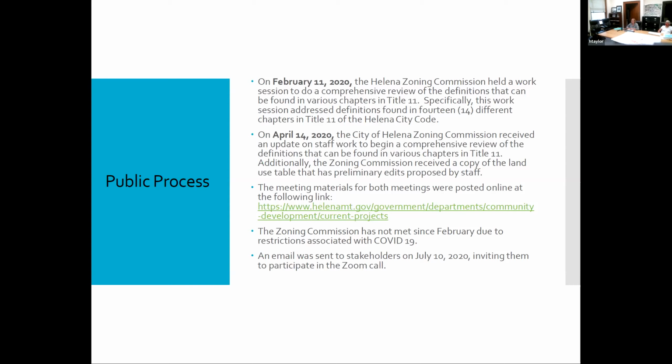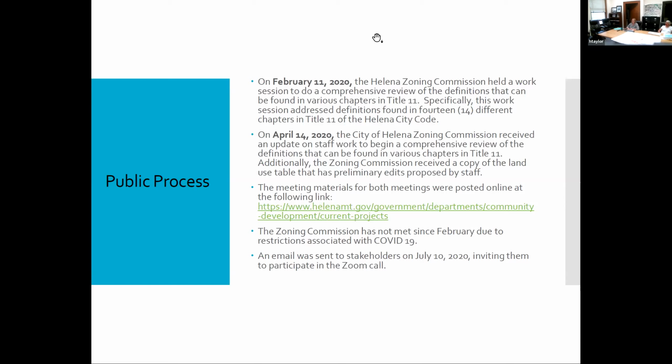On April 14th, 2020, the City of Helena Zoning Commission received an update by email on staff work to begin a comprehensive review of the definitions that can be found in the various chapters in Title 11. Additionally, the Zoning Commission received a copy of the land use table that had preliminary edits proposed by staff. The materials for both meetings were posted online at the following link, which was at helenamt.gov, the Community Development Department, and the current projects link.